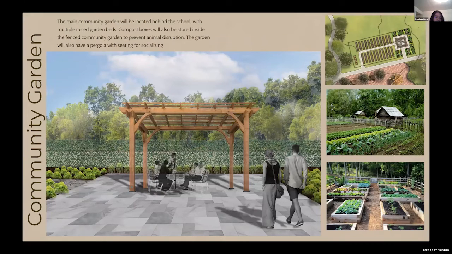But this will be fenced in with vines to sort of have that more biophilic feel, and it will also have a pergola for seating, for socializing. And there will be a small in-ground garden around the pergola and some raised beds throughout the walk of the community garden.